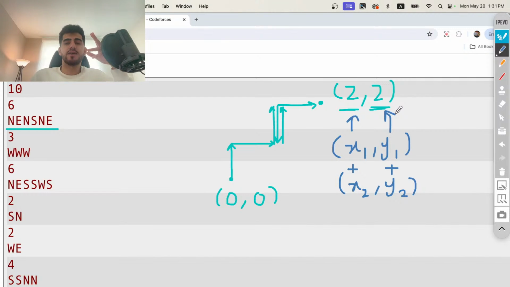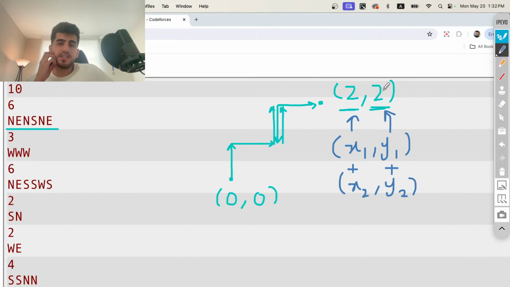So I'm just saying that if we do it only with one robot, at the end both of the coordinates should be even. Why? Because at the end we want x1 to be equal to x2 and y1 equal to y2, and the sum of these two should be equal to this, and the sum of these two should be equal to this. So both of them should be even numbers if x1 and x2 are equal and y1 and y2 are equal, because this should be equal to 2 times x1, and this should be equal to 2 times y. Okay, does this make sense?